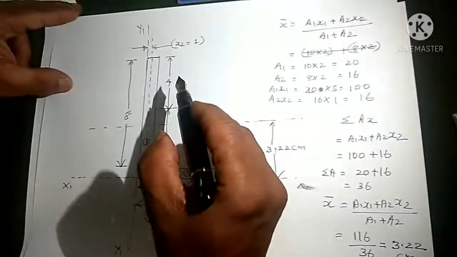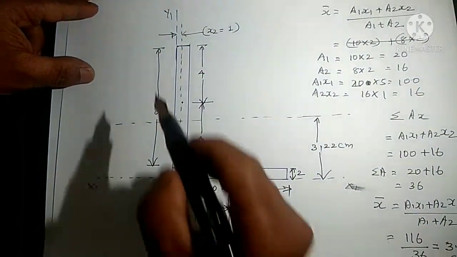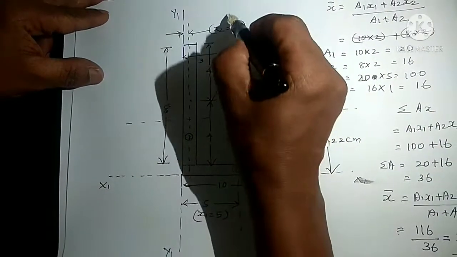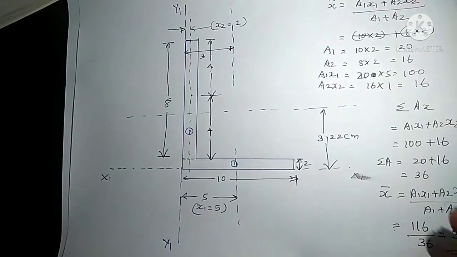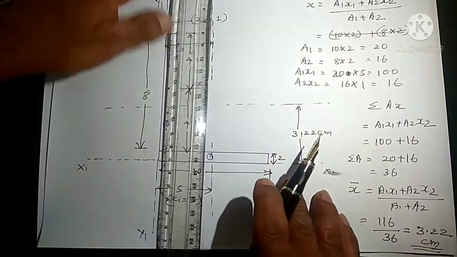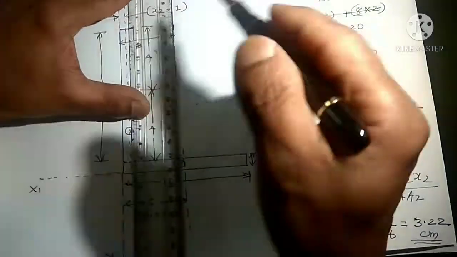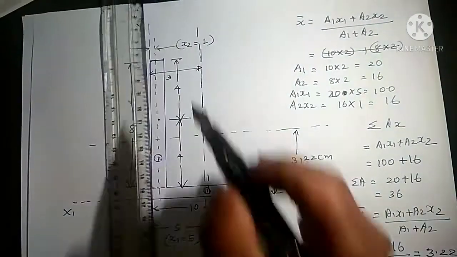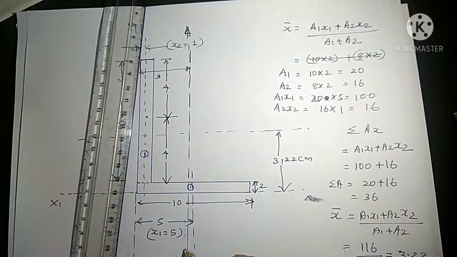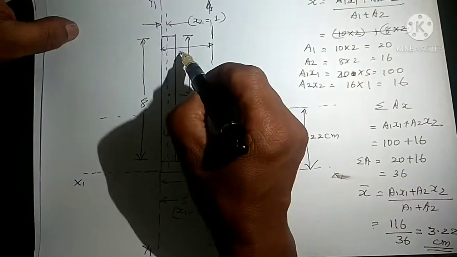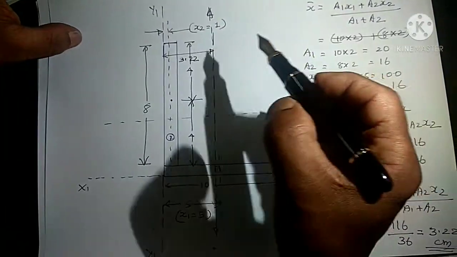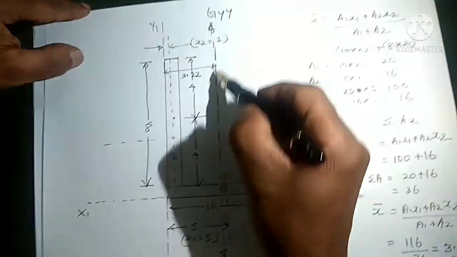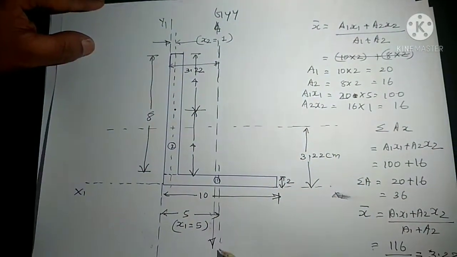So, this indicates that from this reference axis, the new vertical centroidal axis is this one. I am marking that one. That is 3.22. Okay. So, this is GYY. I am indicating this as GYY.